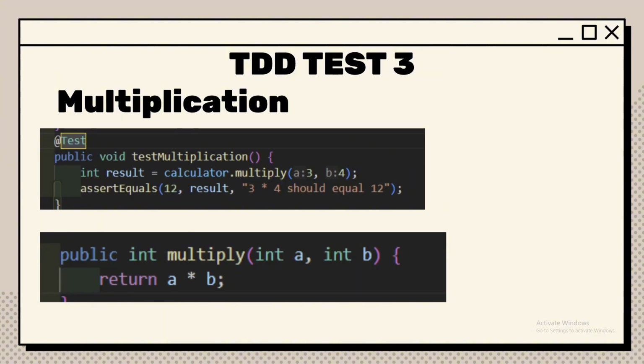Now, similar to test division, we'll be looking at test multiplication, where we'll be attempting to multiply 3 times 4, which should be 12. But since the multiply function has not been written yet, it will fail initially. So we have decided to write multiply, which multiplies A times B, to make the test green and pass the test.